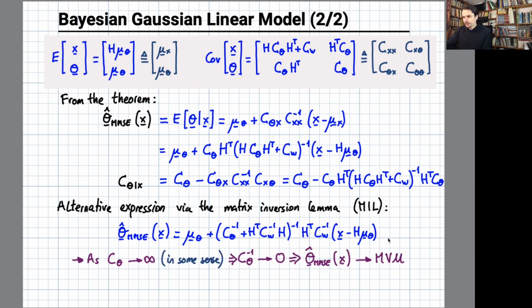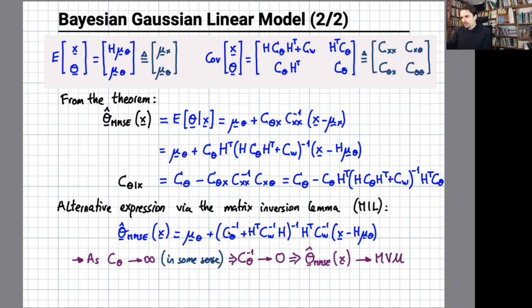And this is now useful because we can think, for instance, about what happens if our prior knowledge is very weak, right? We know very little about theta, right? In that case, this covariance matrix will be large, in some informal sense here, and therefore its inverse would be small. Okay.